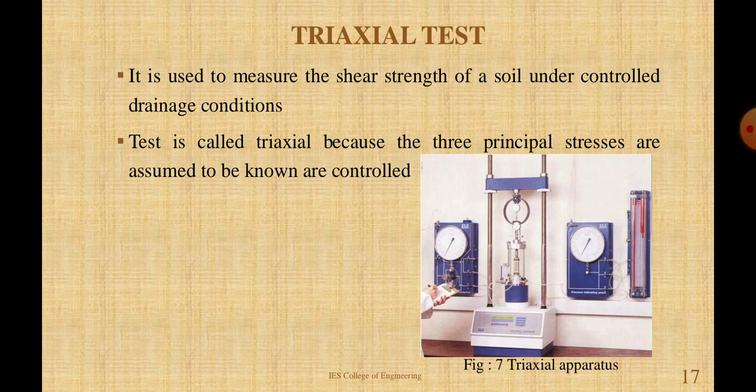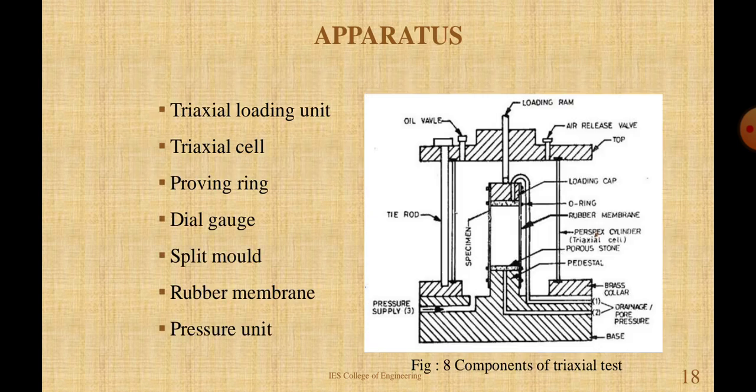The second test is the triaxial test. It is used to measure the shear strength of a soil under controlled drainage condition. This test is called triaxial because the three principal stresses are assumed as controlled. Figure 7 shows the triaxial apparatus: triaxial loading unit, triaxial cell, proving ring, dial gauge, split mold, rubber membrane unit.